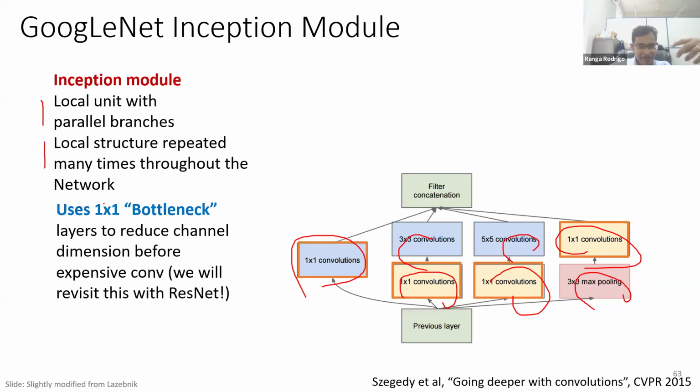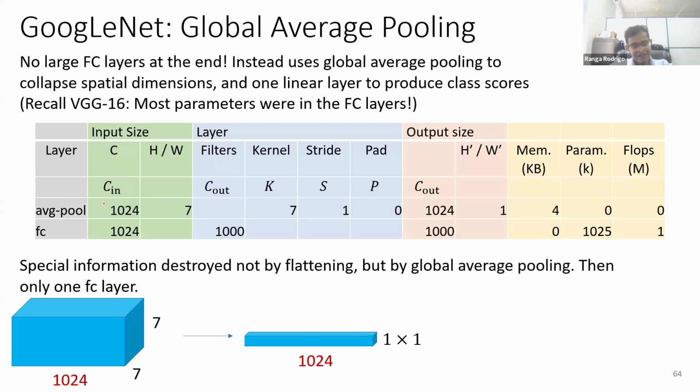So one by one is a bottleneck layer to reduce the number of channel dimensions before expensive convolution. We can revisit that when we think about the ResNet. Briefly, we'll look at the global average pooling that was used in GoogleNet. No fully connected layers at the end because fully connected layers have so many parameters. Instead, use global average pooling to collapse spatial dimensions and one linear layer to produce class scores.